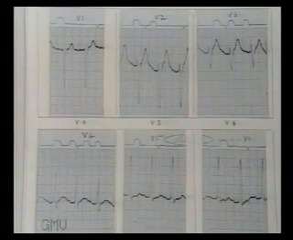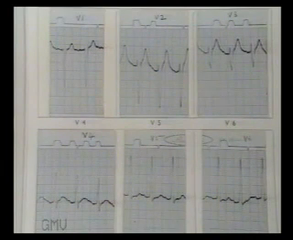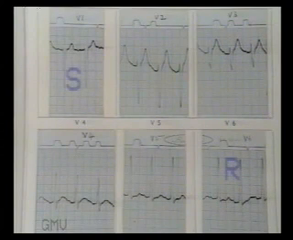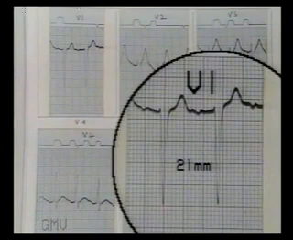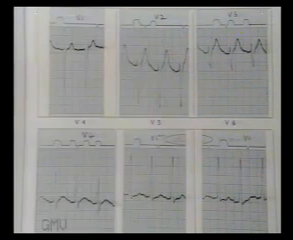This is another ECG where gross inspection of the chest leads immediately reveals that the amplitudes of the QRS complexes are very high, but there is normal progression from negative deflection in V1 to positive deflection in V6. Now measure the amplitudes. SV1 is 21 millimeters. RV6 is 25 millimeters. So SV1 plus RV6 is 46 millimeters, which is more than 35 millimeters. So left ventricular hypertrophy is present.